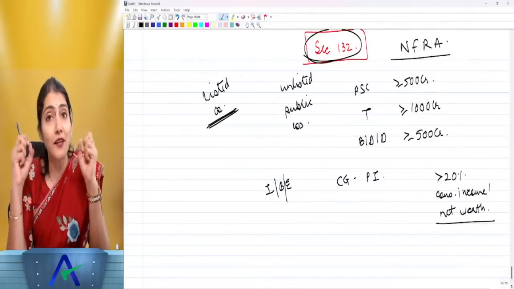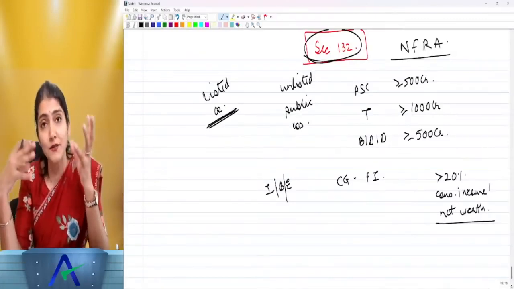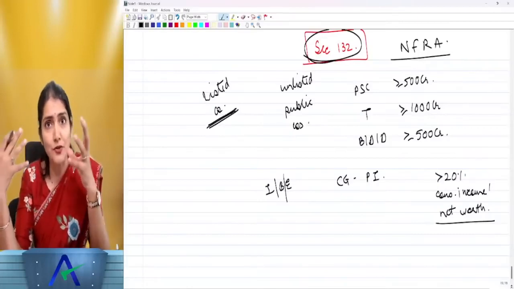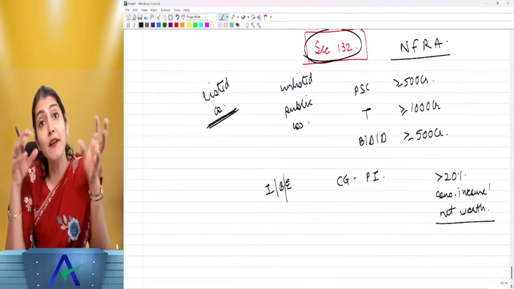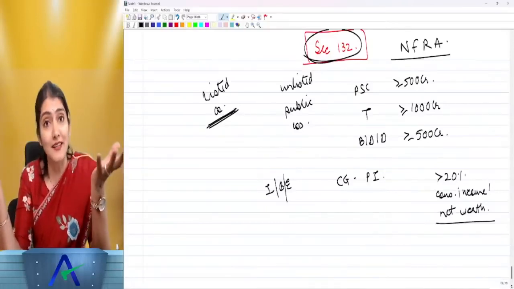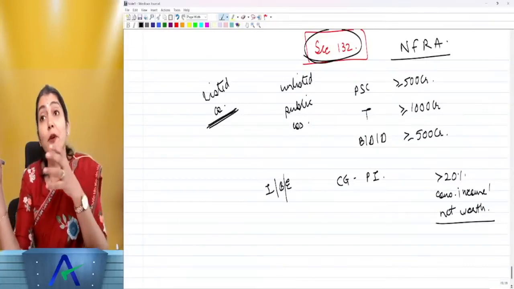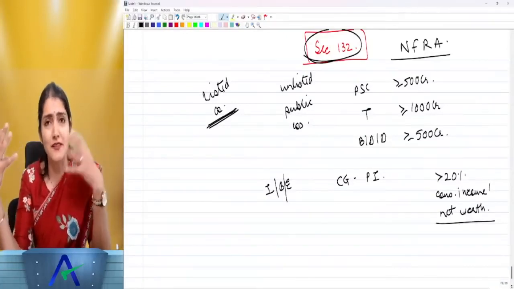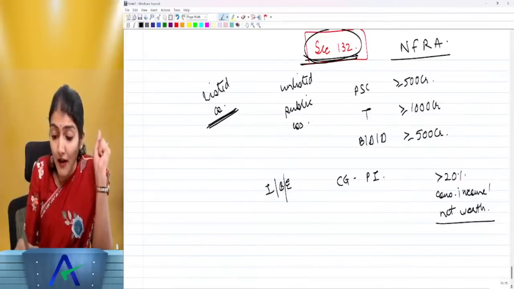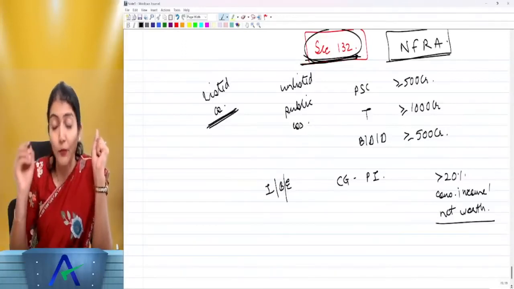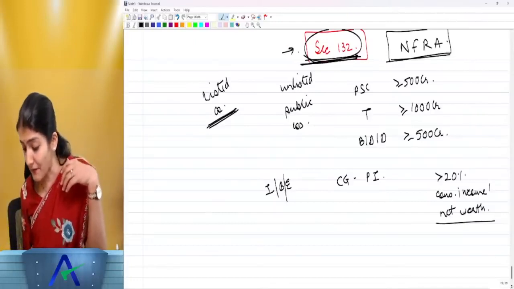What are the functions of the NFRA? To make recommendations to the Central Government regarding the issue of auditing and accounting standards. Then to monitor and enforce compliance with the auditing standards and the accounting standards. And then to suggest measures for improvement of the standards. So that is NFRA, the National Financial Reporting Authority. Certainly a very trending area for questions in your exams right now.